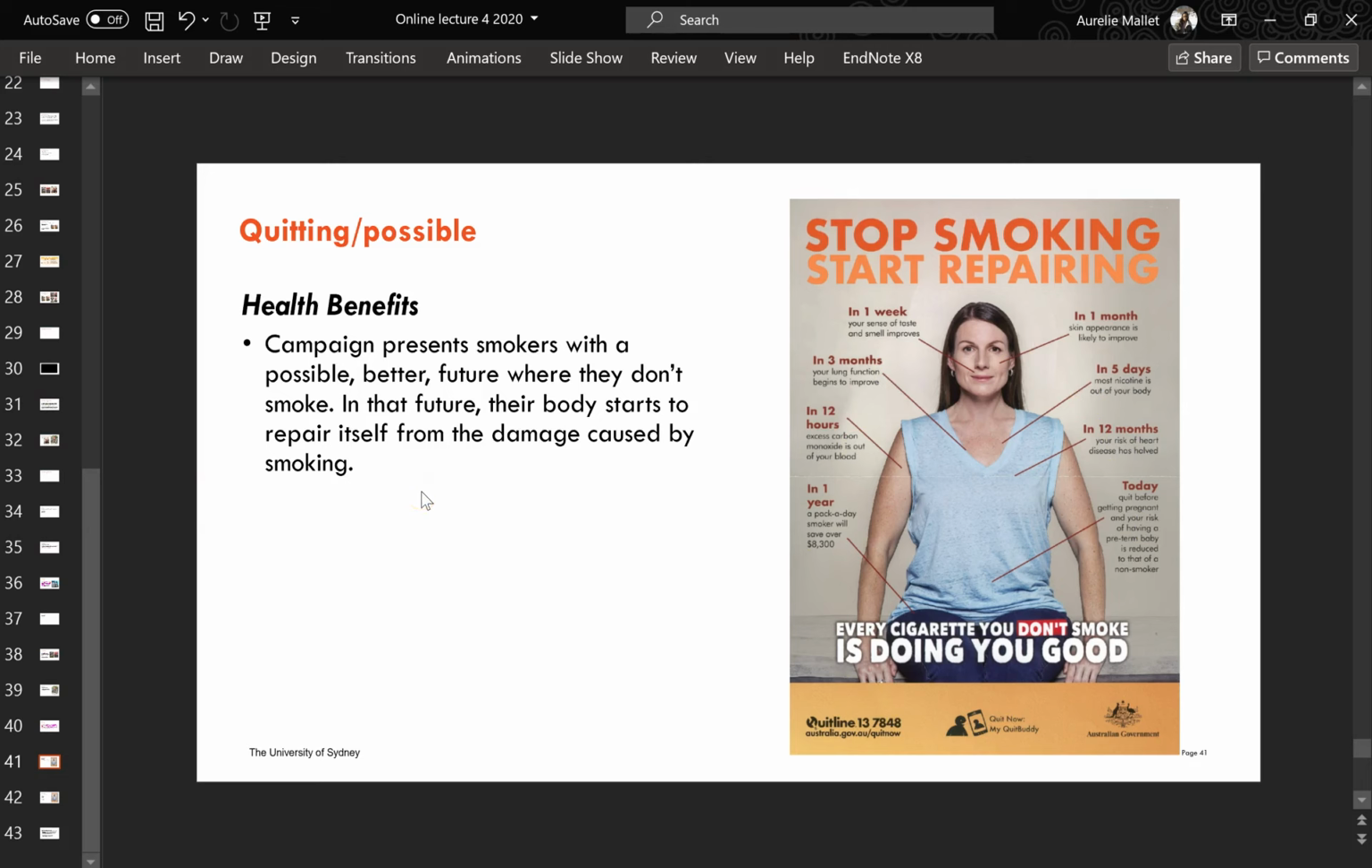So this campaign presents smokers with a possible better future where they don't smoke. So in that future, their body starts to repair itself from the damage that smoking has caused. Again, I'm not going to go through how the language shows that it's quitting. Pretty obvious. Let's look at how it's showing quitting as a possible behavior.